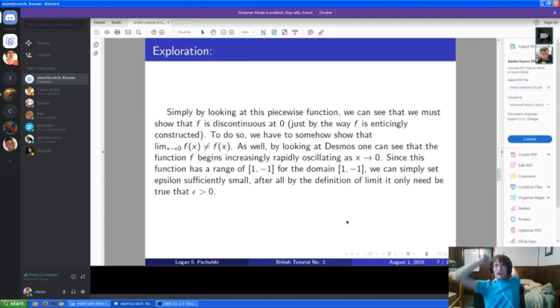Anyways, one can tell upon observing the graph of this function, sine of 1 over x, that it begins rapidly oscillating as x approaches 0. Since this function has a range of -1 to 1 for the domain -1 to 1, you can simply set epsilon sufficiently small. After all, by the definition of limit, it only need be true that epsilon is greater than 0.